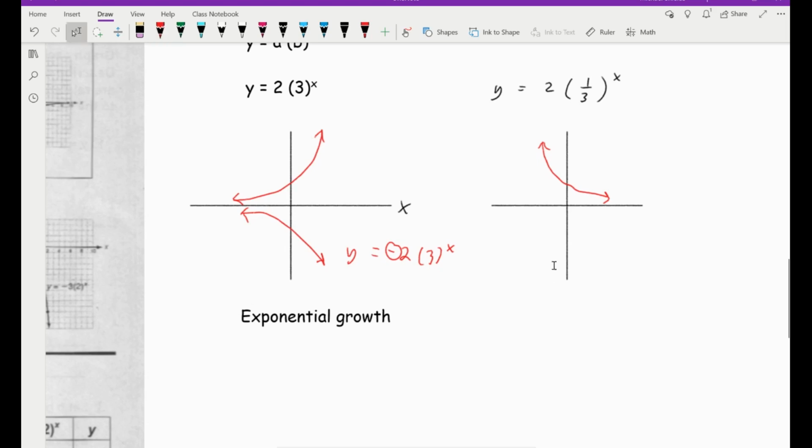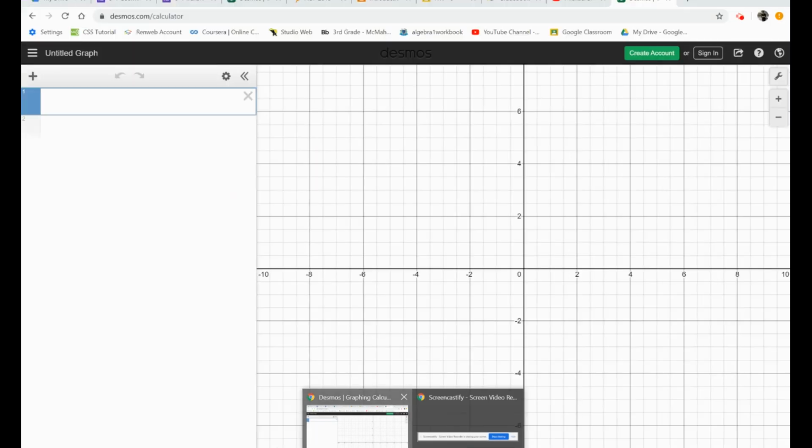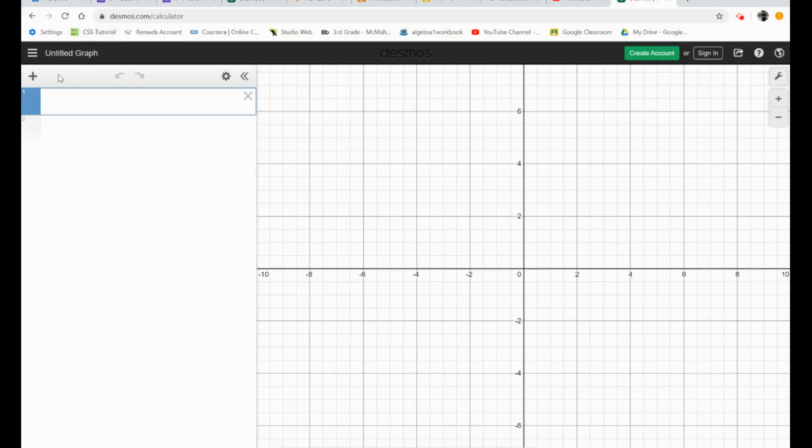Now let's look at Desmos. Let's draw our basic exponential graph first. Y equals 2 times, I'll just do 2 here, and I'll raise it to the x. Here's our basic exponential graph.